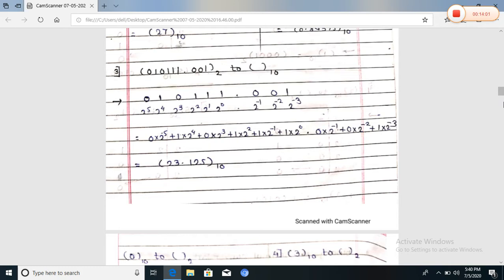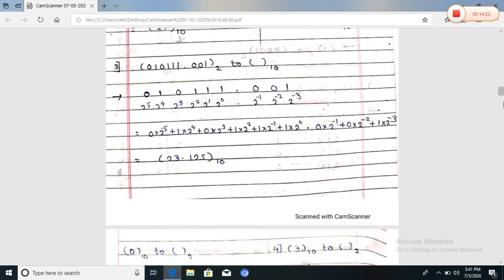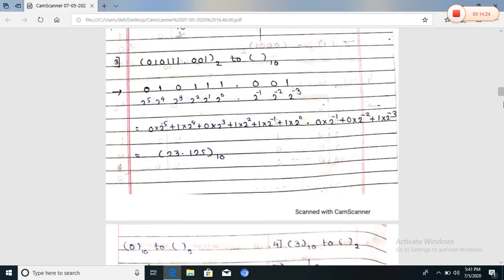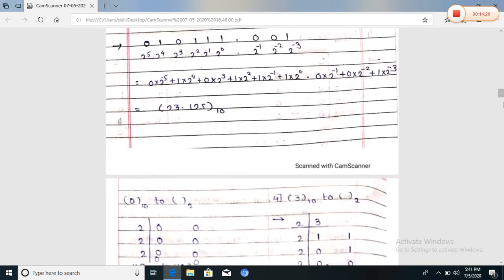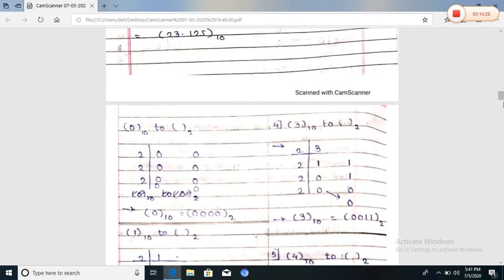For that right hand side, the powers are represented as negative terms, and the base is 2, so we convert the binary number into decimal. So 2 raised to minus 1, 2 raised to minus 2, 2 raised to minus 3, and this is the calculation, and the answer is 23.125 base 10. This is the conversion of binary to decimal number system.